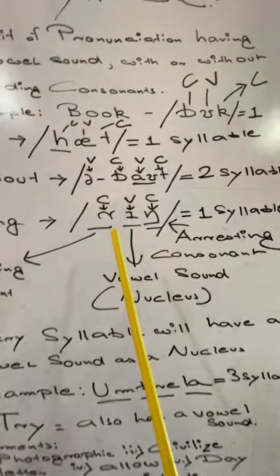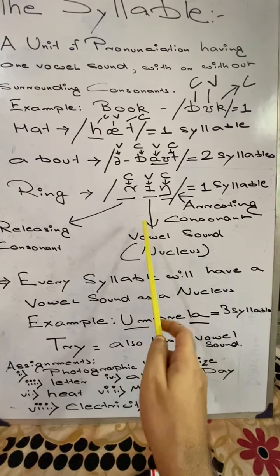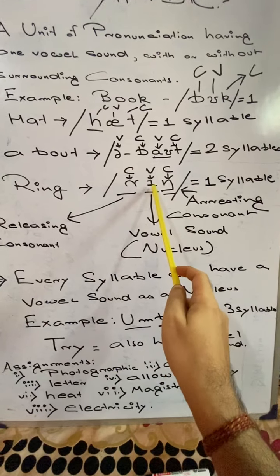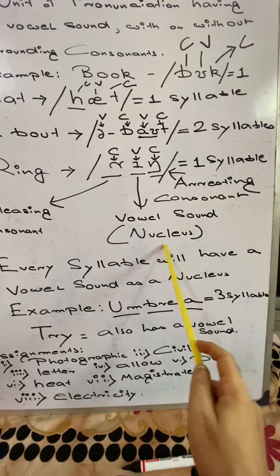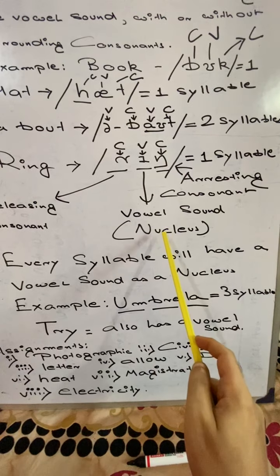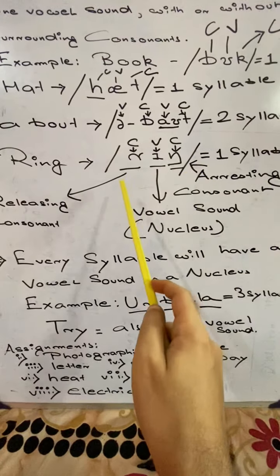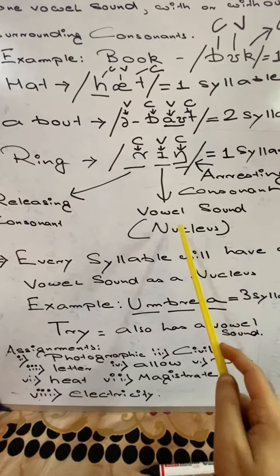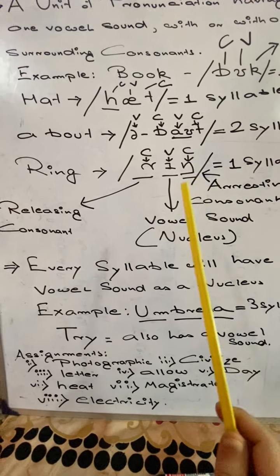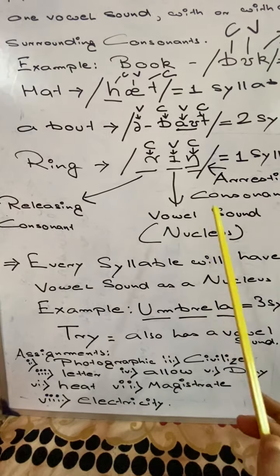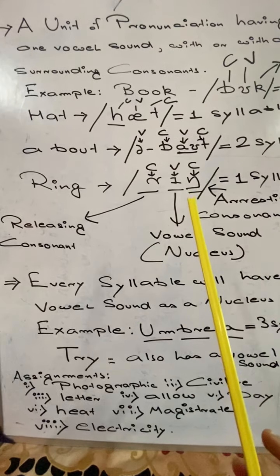Similarly, you consider the case of ring, R-I-N-G. You will always have a vowel and vowel forms the nucleus. Every syllable will have a vowel and vowel is considered to be the nucleus of that particular syllable. Similarly, vowel sound has to be present. A consonant sound may or may not be present. That does not matter, but a vowel sound has to be present.